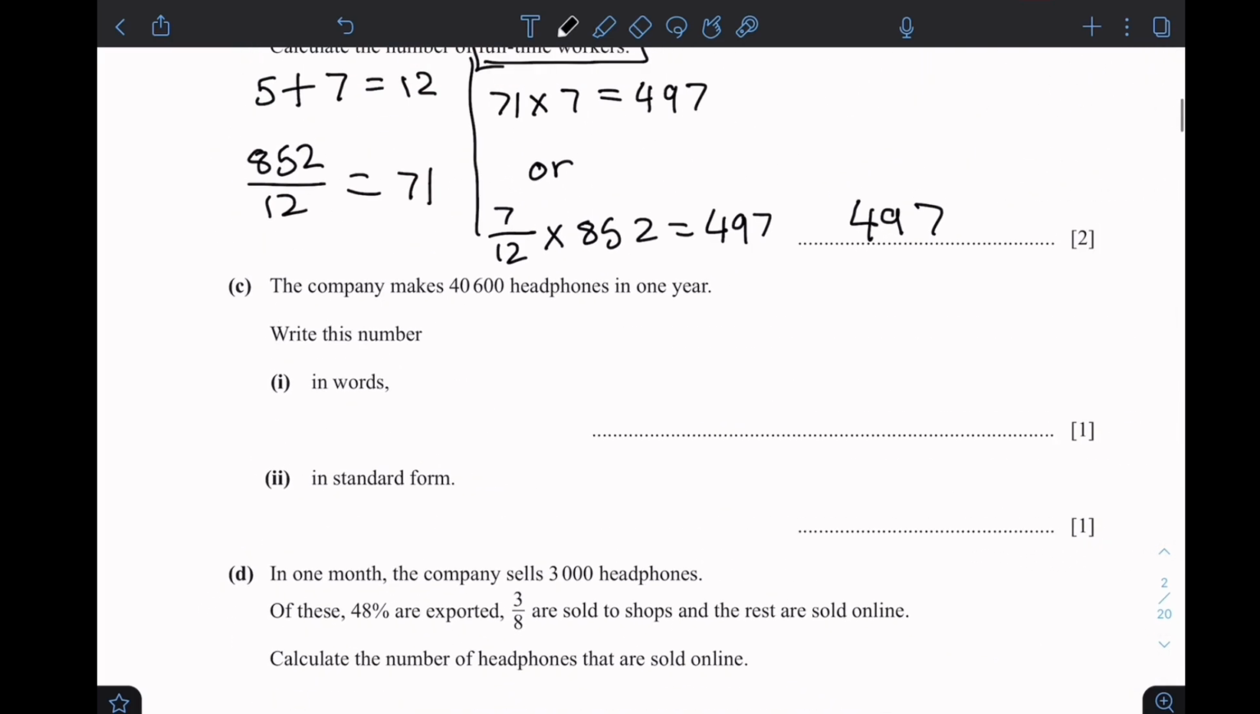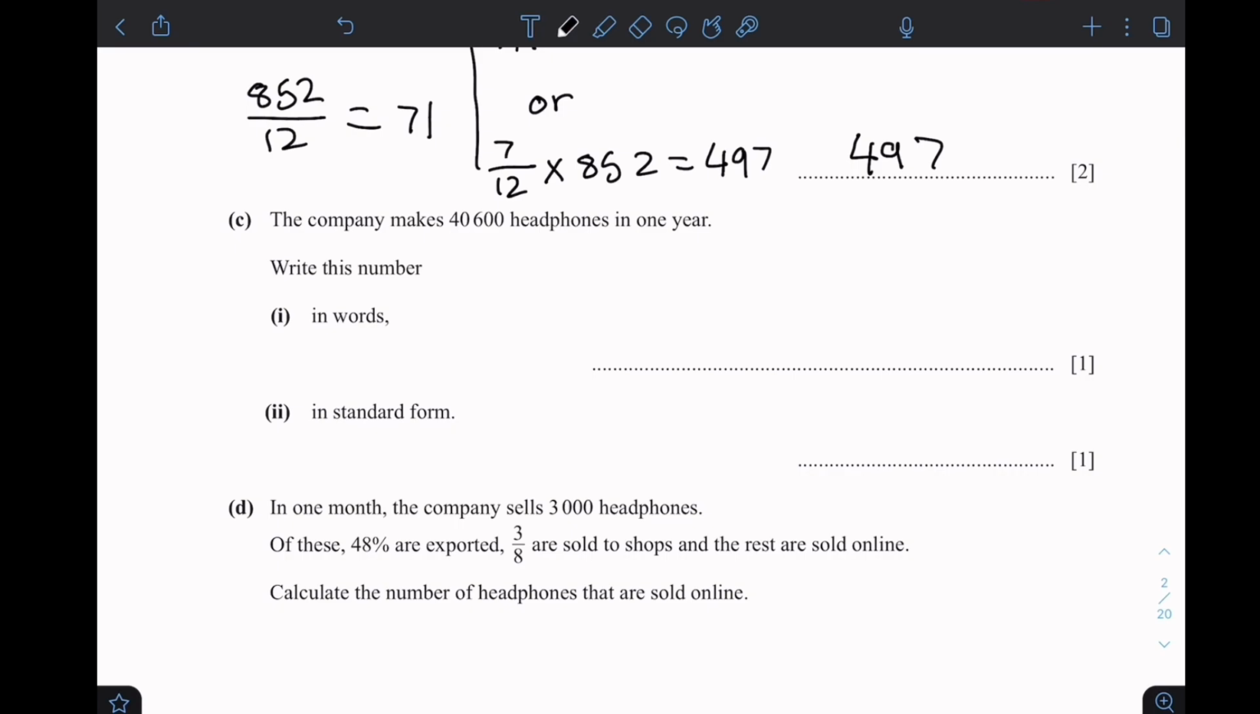So next question is the company makes 40,600 headphones in 1 year. Write this number in words. Okay, so that's 40,000 and 600.